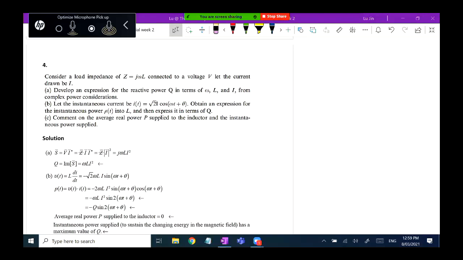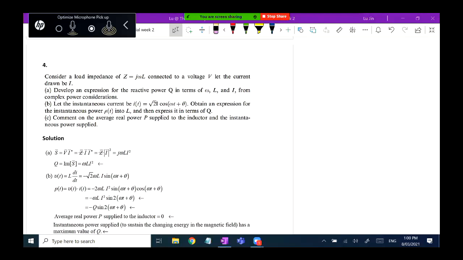And this load is connected to a voltage V. And let the current drawn be current I. Part A is asking us to develop an expression for the reactive power Q in terms of omega, inductance L, and current I from complex power consideration.